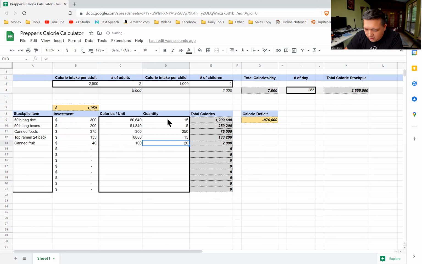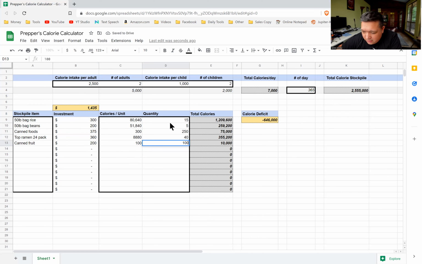And let's say I did 100 of these. So that's going to give me 350 total cans, 100 of these and 250 of these. So I basically have almost one for every day. And let's say Top Ramen. Let's say I did 40 cases of Top Ramen. Okay, so now I'm at 600,000.